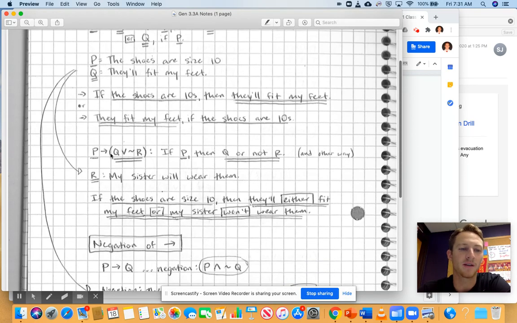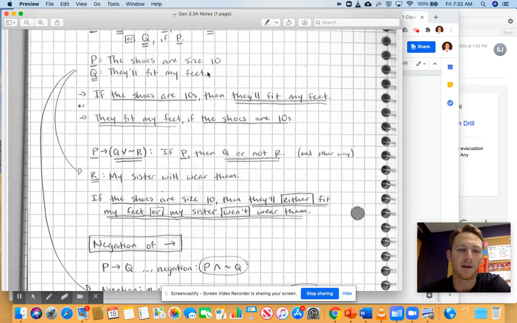In our second example, we're still using P and Q from up here, and we have a new statement, R. So if P, then, and then in parentheses, either Q or not R. So if P, then either Q or not R. Notice this arrow has our if then, there's our P, and then we have Q or not R.